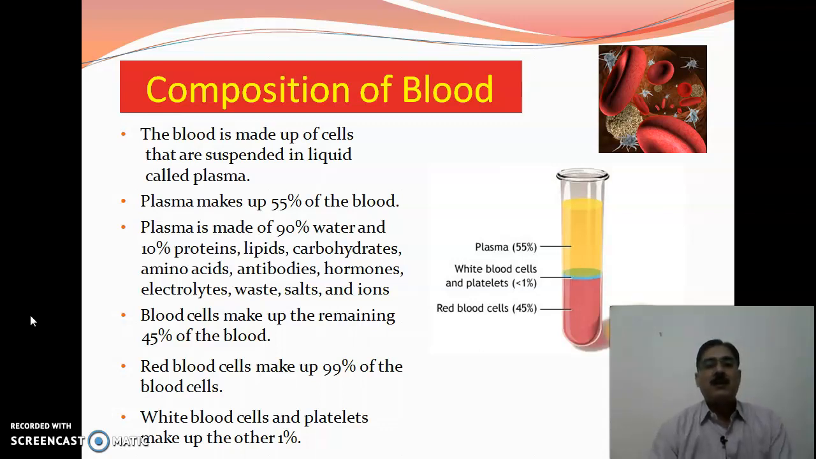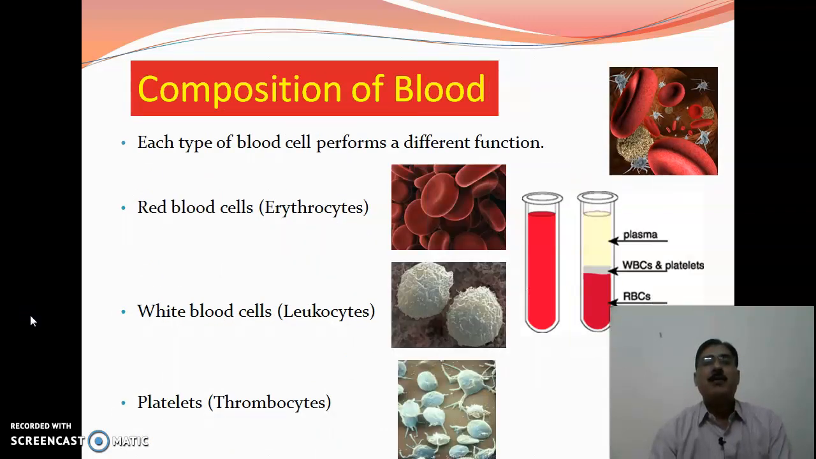White blood cells and platelets make up the remaining 1% of the blood volume, as already shown in this slide. Now let us discuss the composition of blood further. Each type of blood cell performs a different function. The erythrocytes, red blood cells, are responsible for carrying oxygen via a respiratory pigment. White blood cells, the leukocytes, are responsible for the function of the immune system, and platelets, the thrombocytes, are responsible for blood clotting.